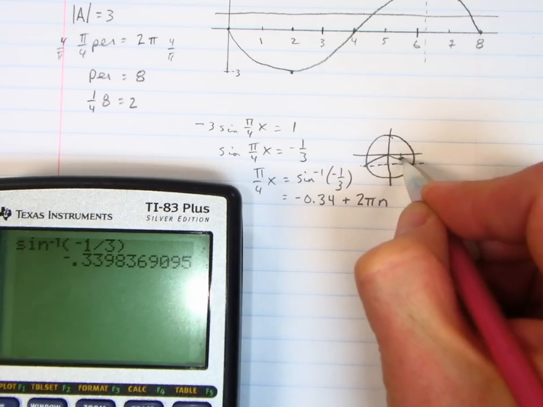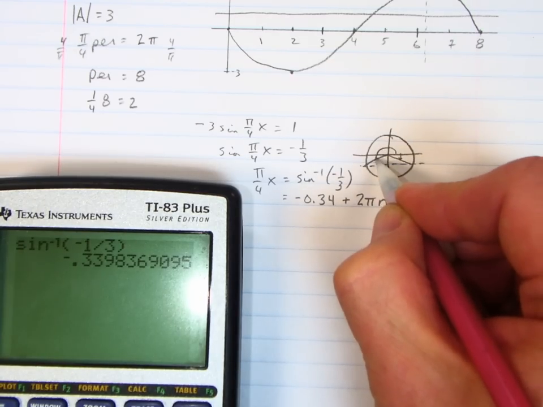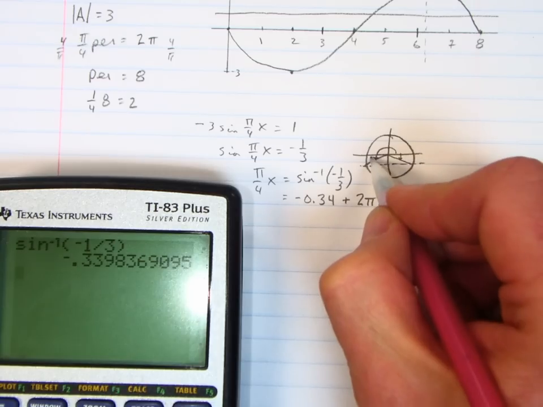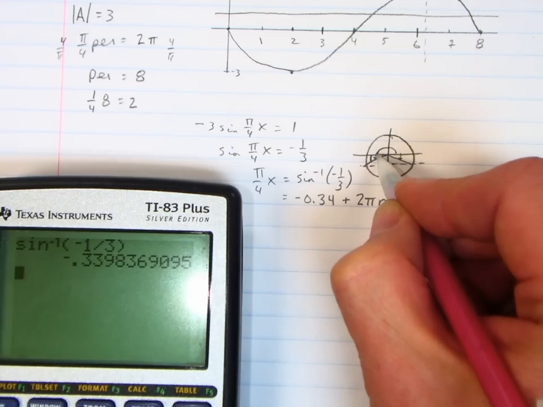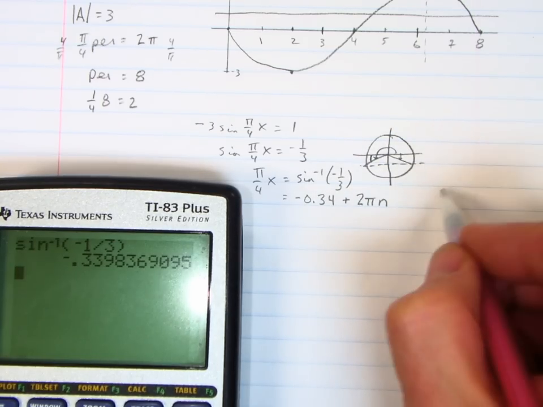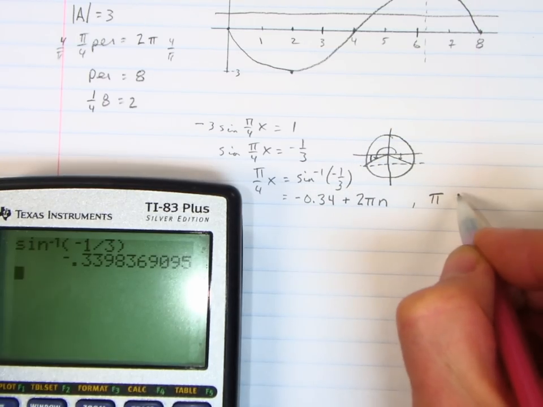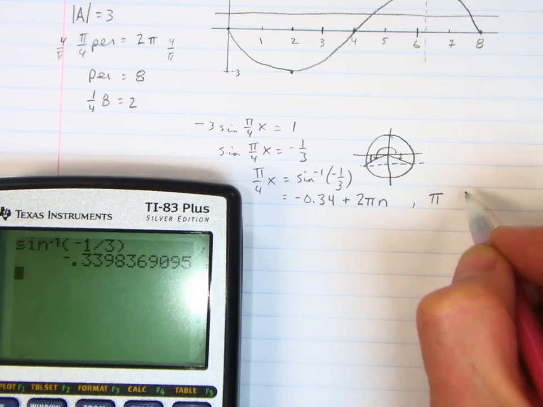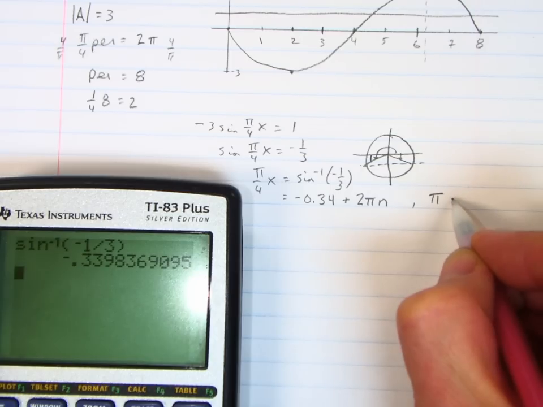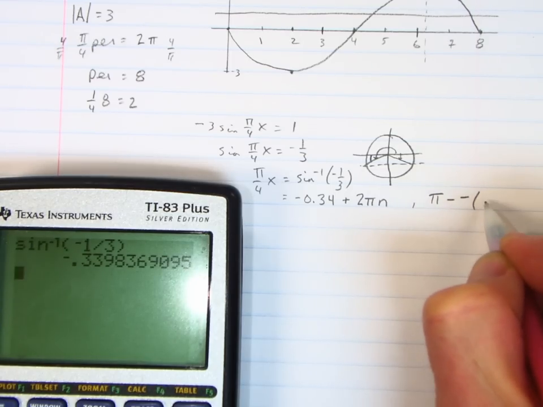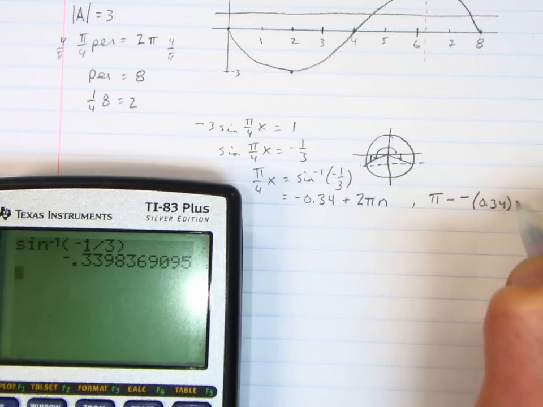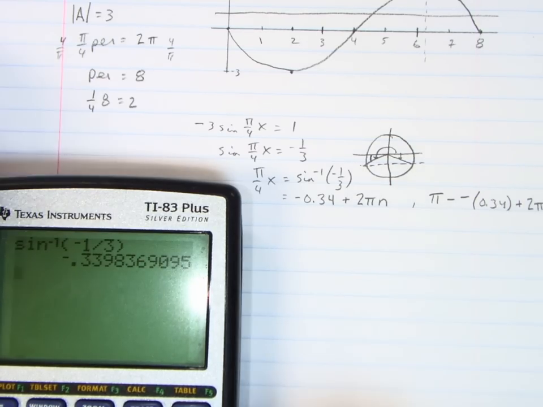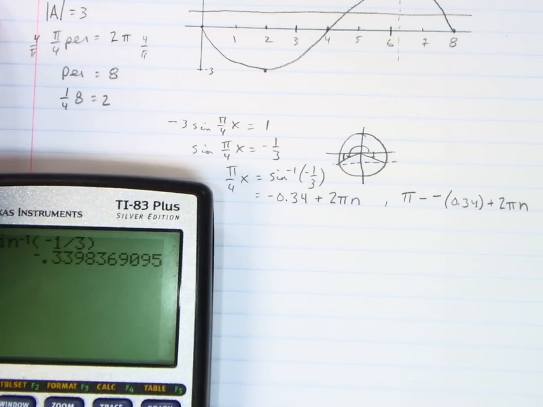Now that's given me this one down here. How do I go all the way to this one? Well, you can see this angle will also be 0.34. Half the circle is pi, so it will be pi. One way to do it is to say pi plus 0.34, or if you want to stay consistent with how we've done it before, pi minus 0.34. Remember, on your calculator you're not going to use this rounded number. And we're going to say plus 2 pi n. Got to make sure we include that.